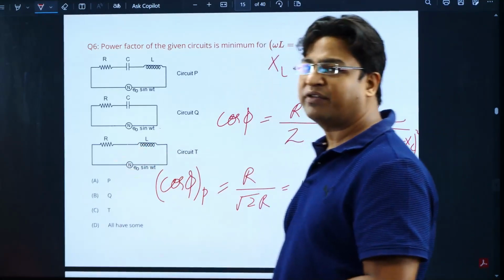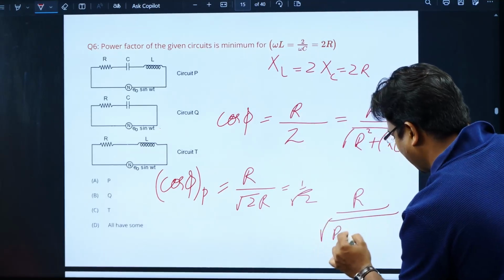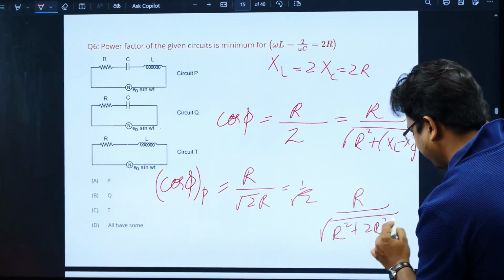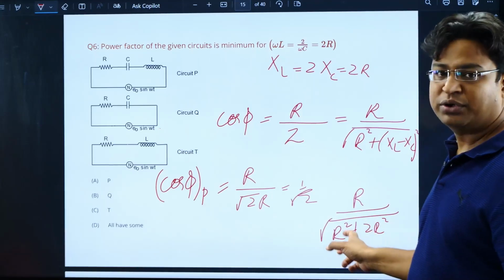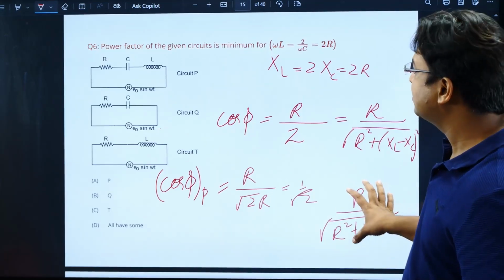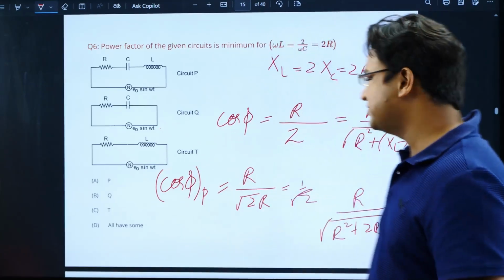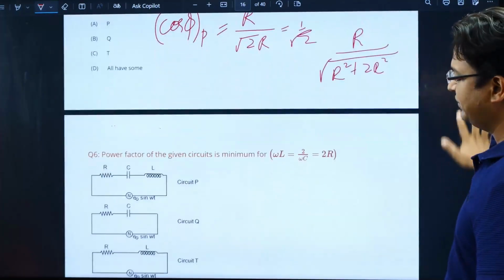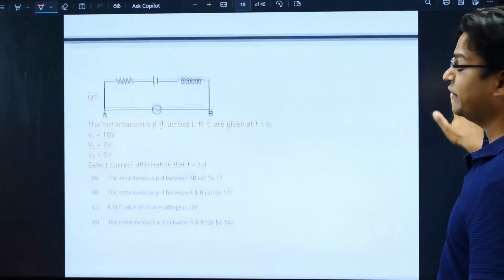In the third case the power factor will be R divided by root of R square plus 2R square. In the denominator we are going to get root 5 R. So this is less. So the power factor is minimum for circuit T, which will be the answer. I believe this was a very simple question, guys. Many of you would have been able to fetch marks for this question.